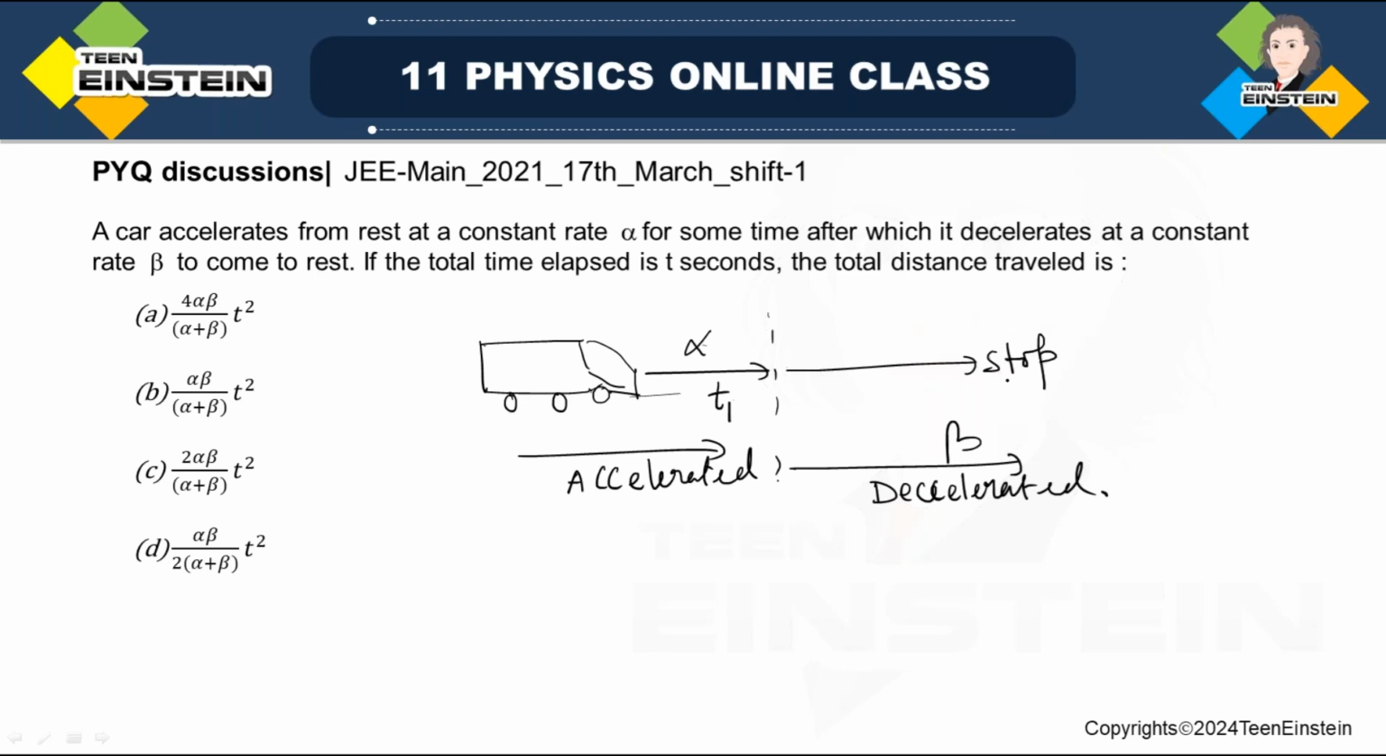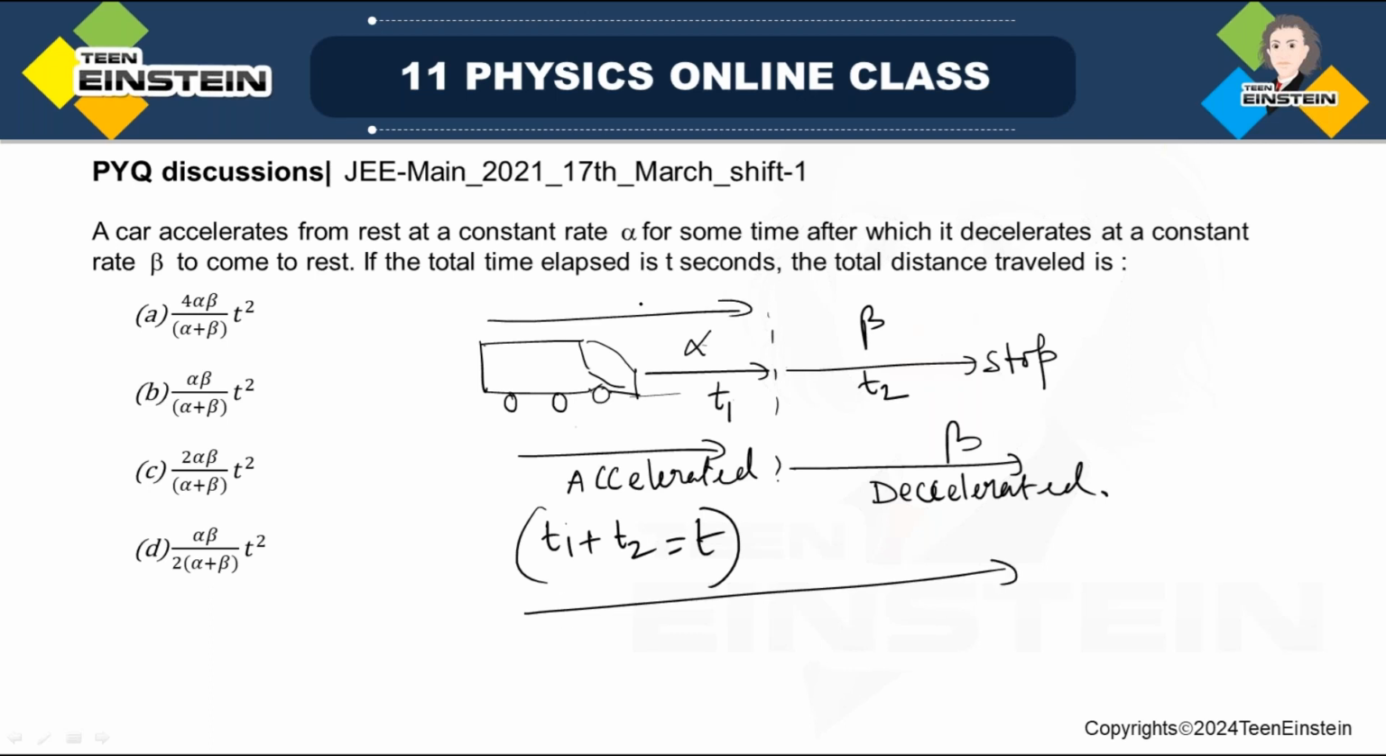Here it is stopping. Before stop it takes t2 time with deceleration beta, and according to the question, this t1 plus t2 is the total time t. This is given, so you have to find out how much total distance it has traveled. If suppose this much is s1 and this one is s2 before it stops, then total s will be s1 plus s2. So this we have to find out.